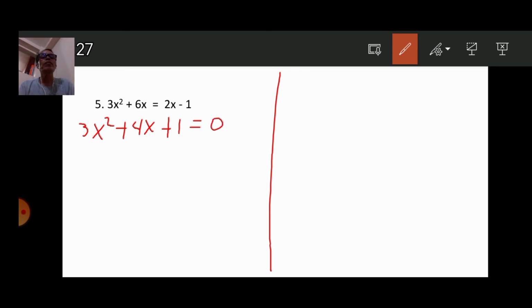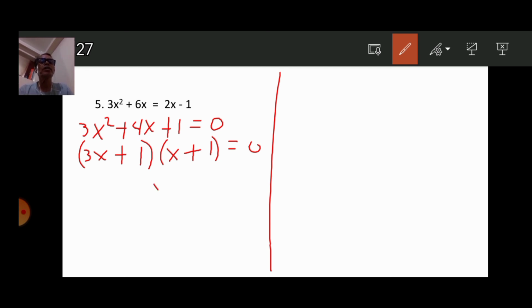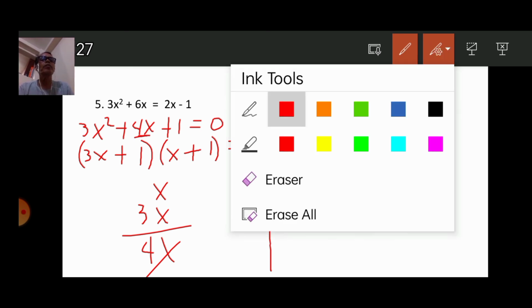Now, by factoring, this can be factored out. The factor of 3x squared is 3x times x. The factor of 1 is 1 times 1. Since all the terms in the quadratic equation are positive, the signs of all the factors of 1 are also positive. So if you are going to multiply, 1 times x is x, 3x times 1 is 3x. If you are going to add, you will have 4x, the middle term. Okay?